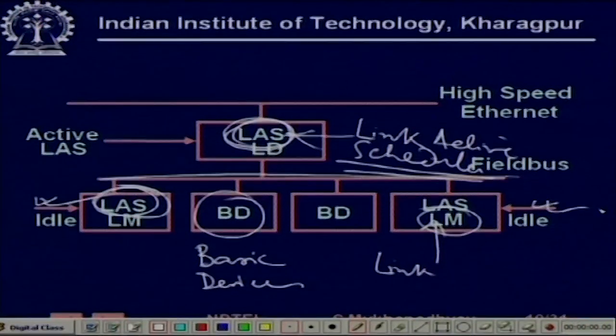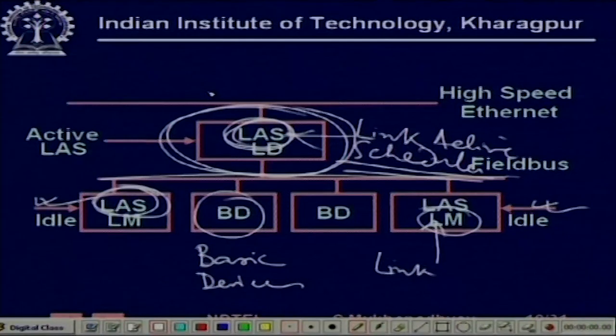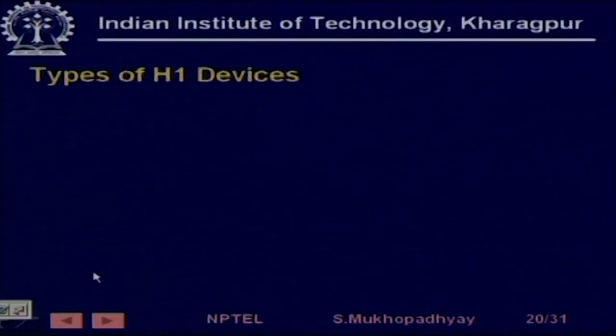Sometimes you provide more link masters, because if for some reason this link master fails, then who will ensure the communication? So there are some other link masters which are always kept in hot standby, so that they can immediately take over the communication and the control and coordination will continue. This is very important, right?